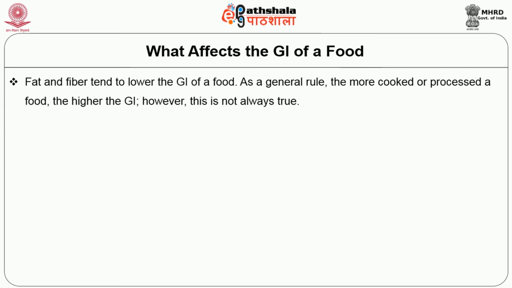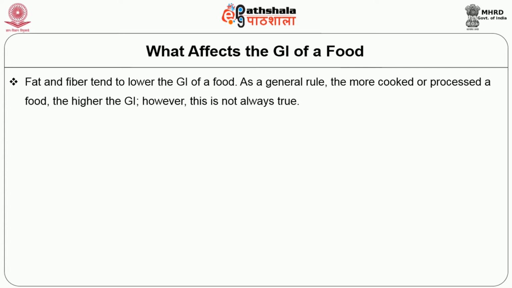For example, the ripeness and storage time. The more ripened a fruit or a vegetable is, the higher is the GI. Processing: juice has a higher GI than the whole fruit, mashed potatoes have a higher GI than whole baked potatoes, stone ground whole wheat bread has a lower GI than whole wheat bread, and a little more GI with the refined maida bread.